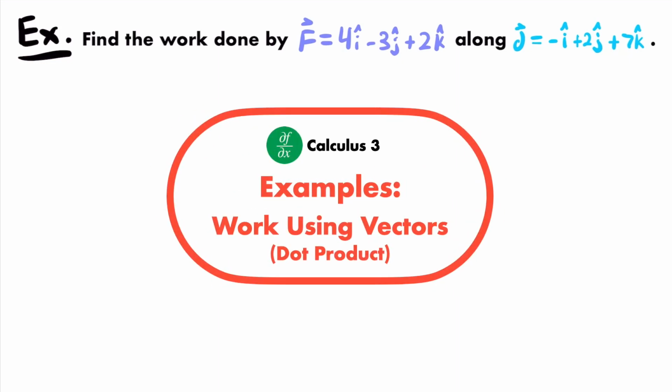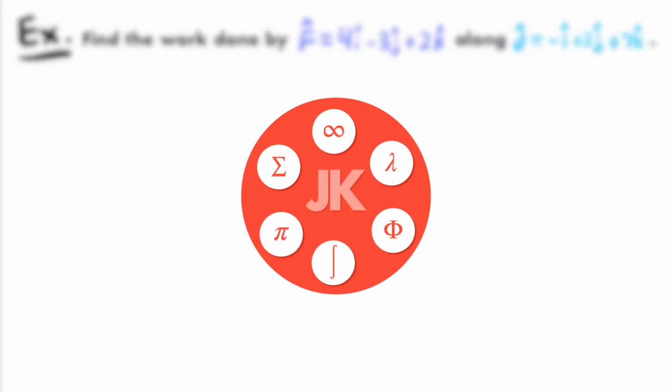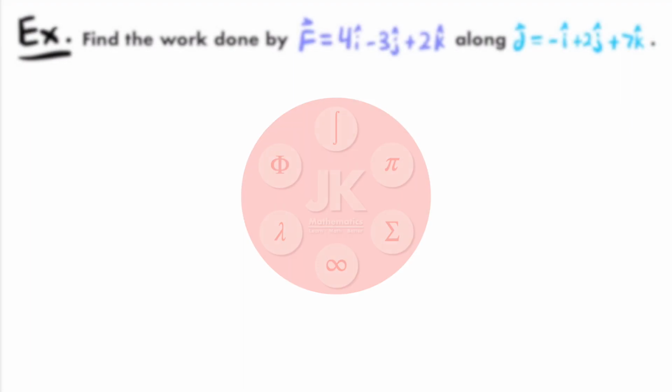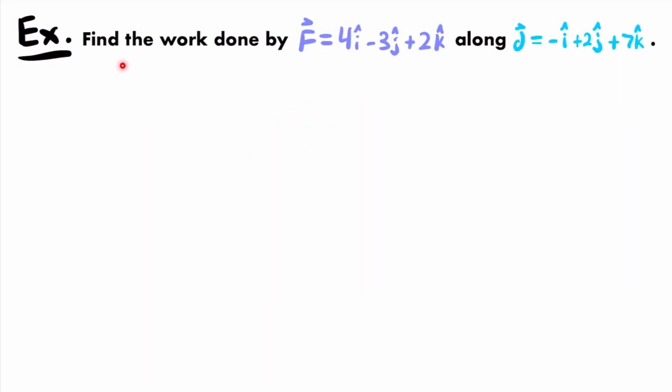Welcome back. Let's look at some example problems of calculating work using vectors. Alright, so here's our first example. We want to find the work done by this force vector, which is equal to 4i minus 3j plus 2k along this distance vector, which is equal to negative i plus 2j plus 7k.